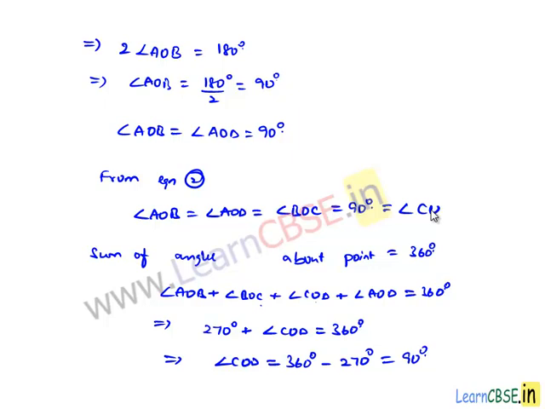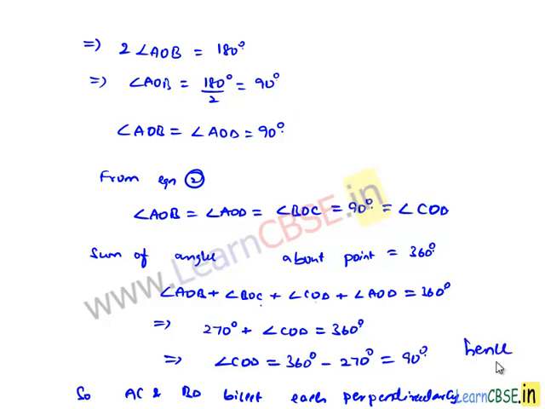So here also we got all the angles about point O is equal to 90 degrees. So we can say AC and BD bisect each other perpendicularly. This is what we are required to prove.